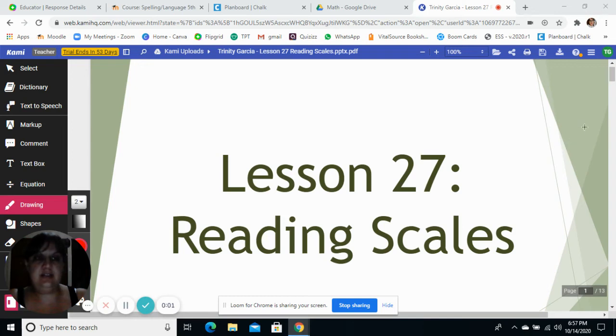All different kinds of scales. So make sure you have your math notebook ready. At the top of your page, put lesson 27 and today's date and notes. And here we go.